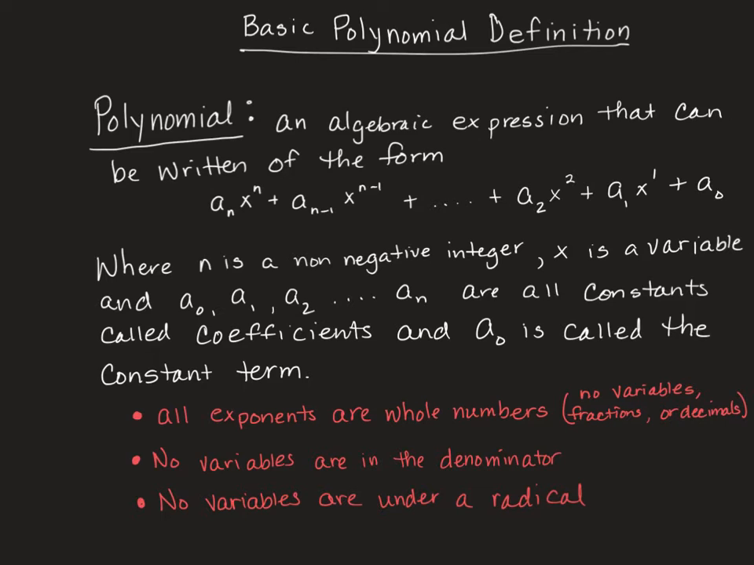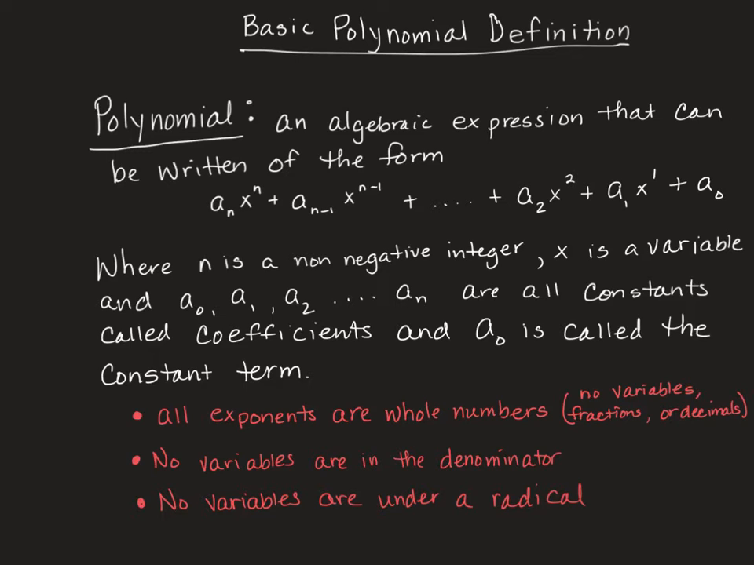This is going to be a lot of written notes today, but it's a lot of definitions and things that we need to understand. So let's get started. We're going to talk about a polynomial. In math speak, when you read it out of a book, it is an algebraic expression that can be written of the form a sub n x to the nth plus a sub n minus 1 x to the n minus 1 plus, and it would go through all of them in between to a sub 2 x squared plus a sub 1 x plus a sub 0.